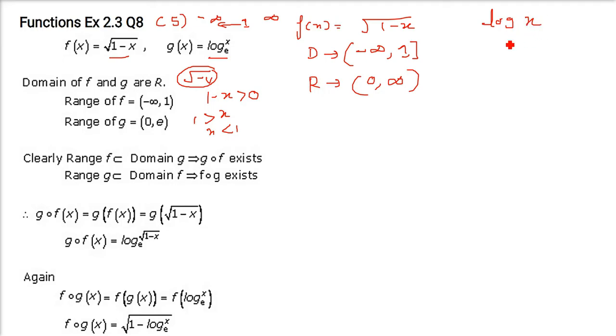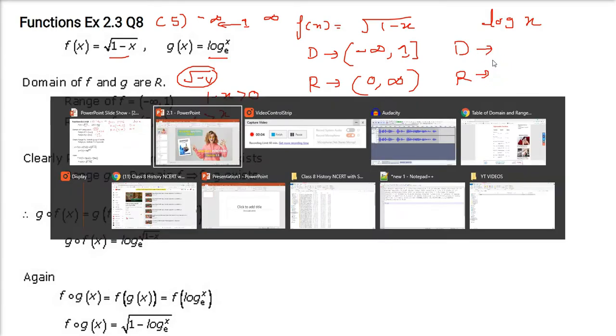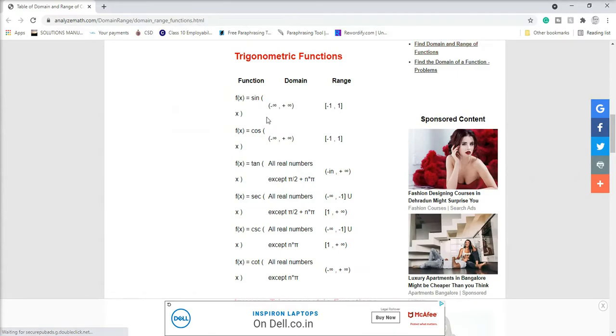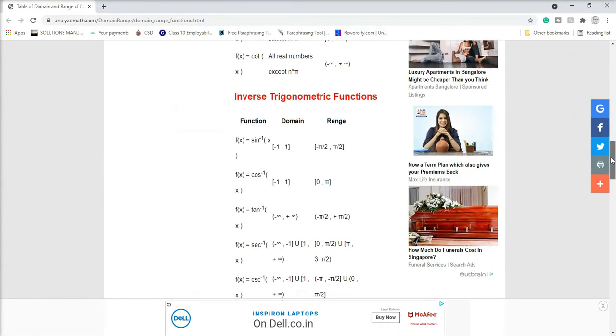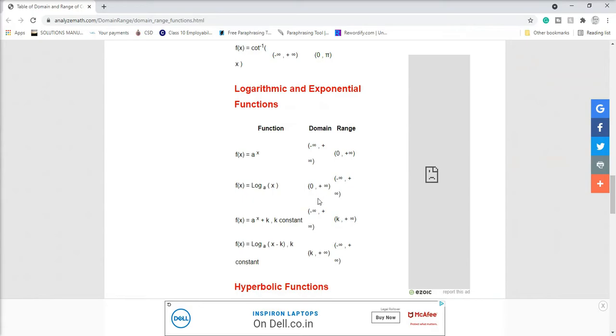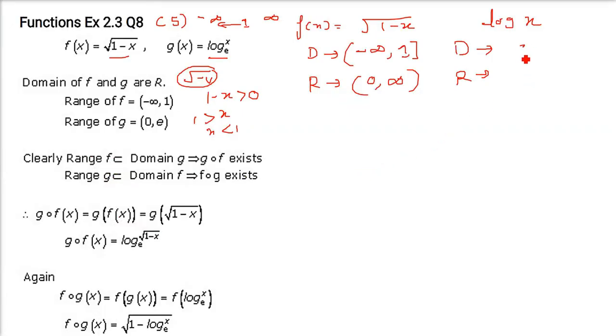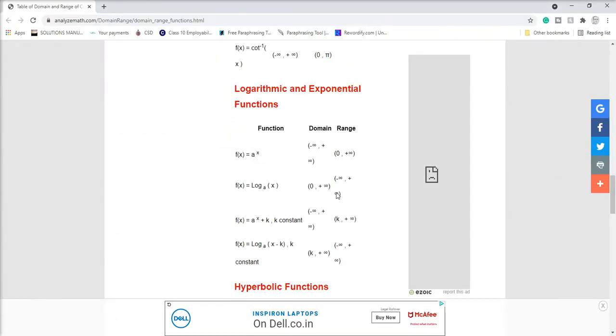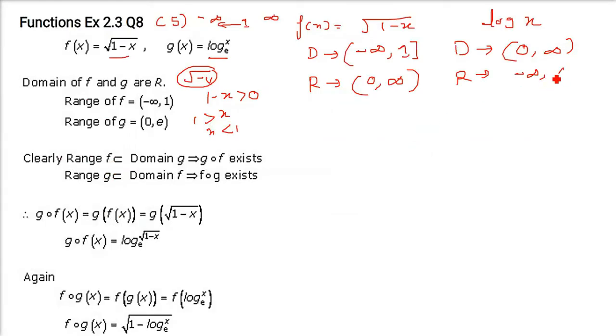So see here, we have domain and range. What is the domain and range, if you remember? I already told you that the domain is 0 to plus infinity, and the range is negative infinity to plus infinity. That is the real numbers, from negative infinity to positive infinity. So this is your range.